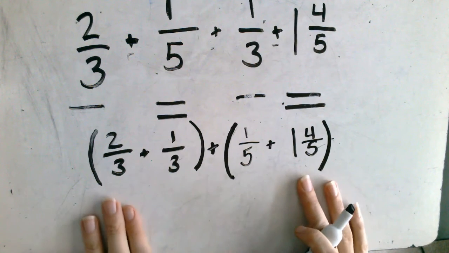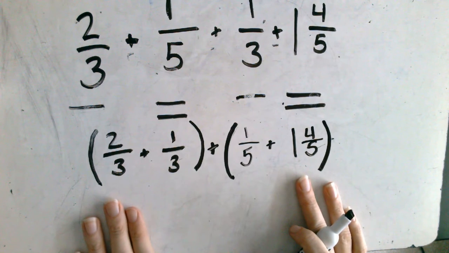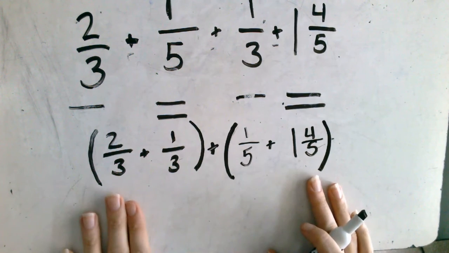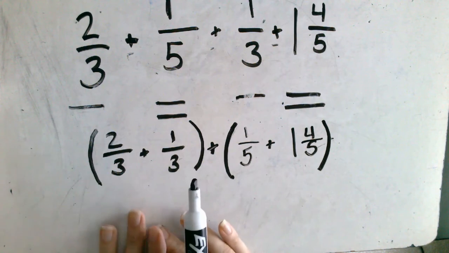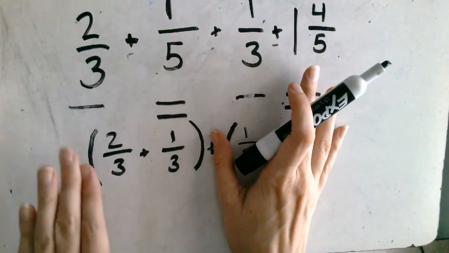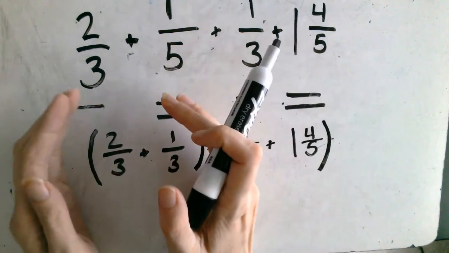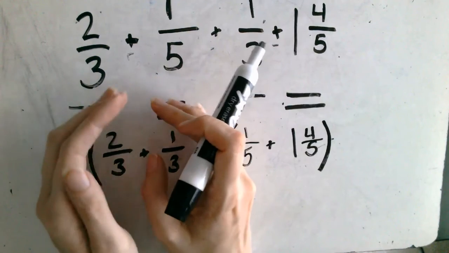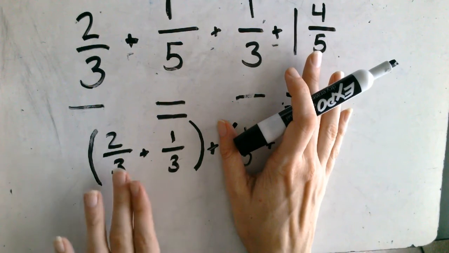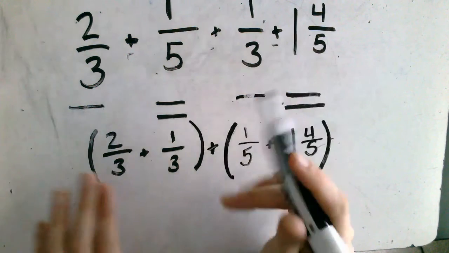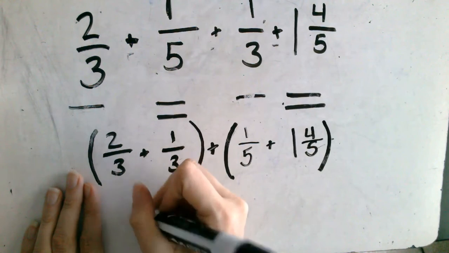Now that we have combined our like denominators and put them into parentheses so that we can solve those individual equations first, let's do that work before we see if we need to change our fractions or adapt anything else. If we look at this problem over here, just 2/3 plus 1/3, it's in parentheses, so that means I do it by itself first.